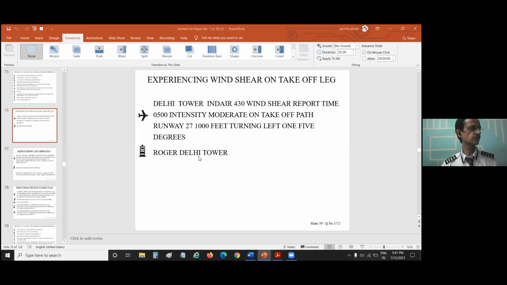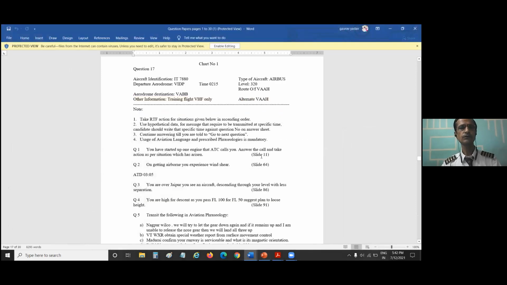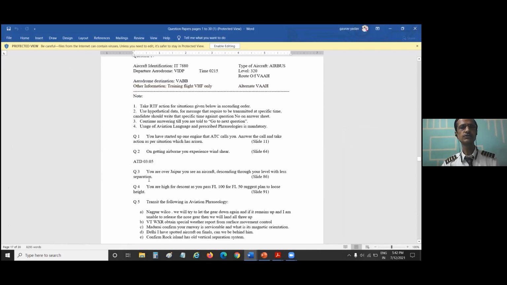Okay, so this was your wind shear situation. That is situation number 8 as per the situation list, which means we have done one situation more today. And now when you go to the next question, there is question number 3. You are over Jaipur. Nothing else is given. Straight away they took you to Jaipur.